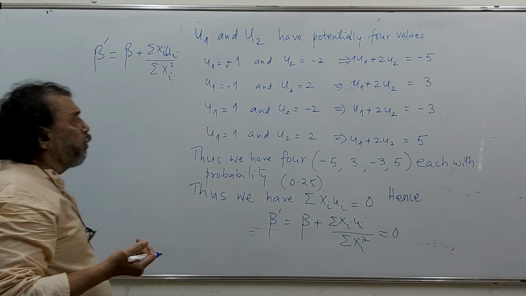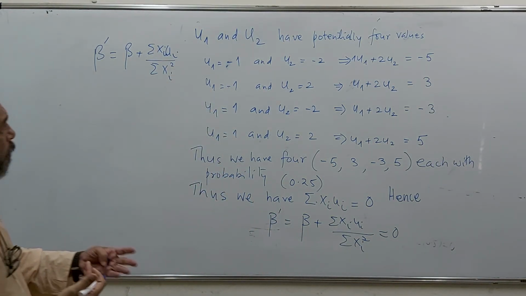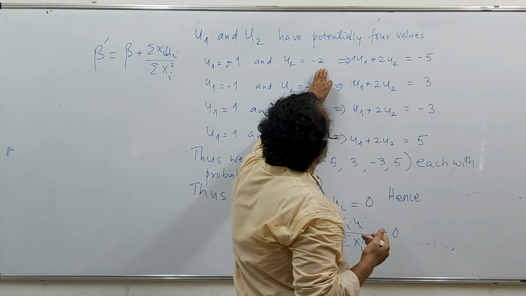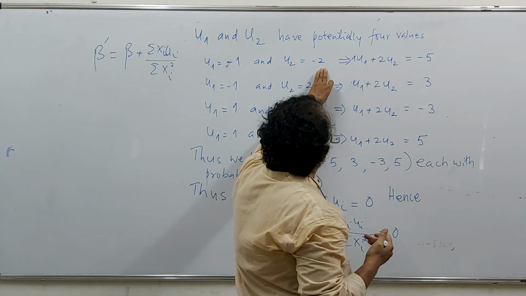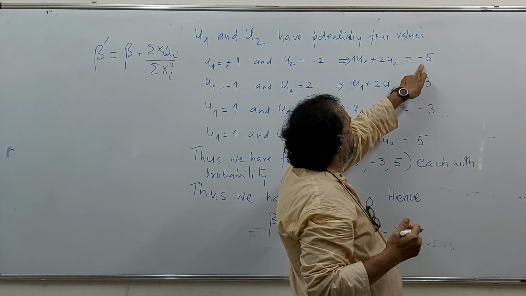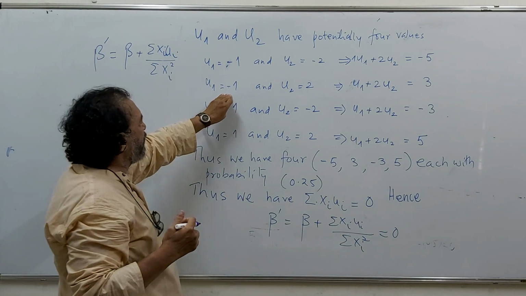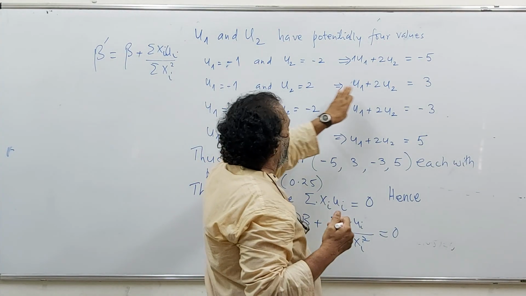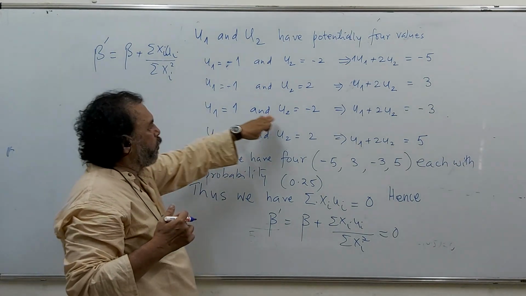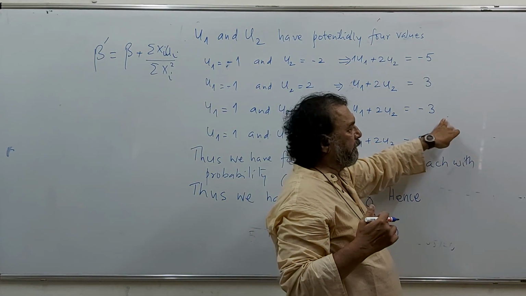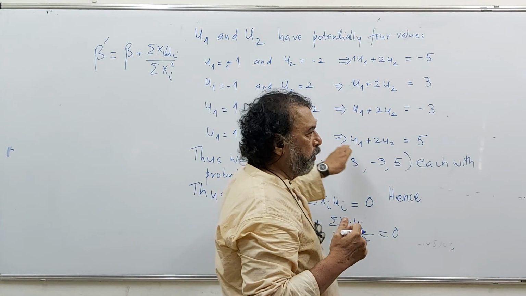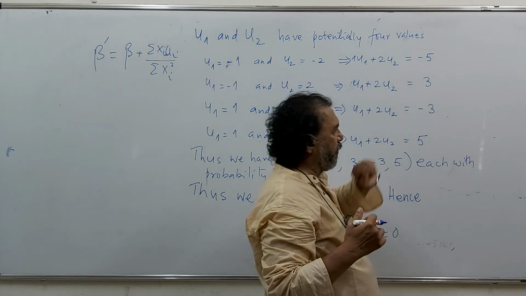But u1 and u2 can take several possible values in combination. u1 takes minus 1, u2 takes minus 2. So in that case, what do I get? I substitute this value here and here, I get minus 5. Similarly, u1 takes minus 1, u2 takes plus 2, then in that case the value would be plus 3. u1 takes 1, u2 takes minus 2, the value would be minus 3, and u1 takes 1, u2 takes 2, u1 plus 2 u2 takes the value 5.